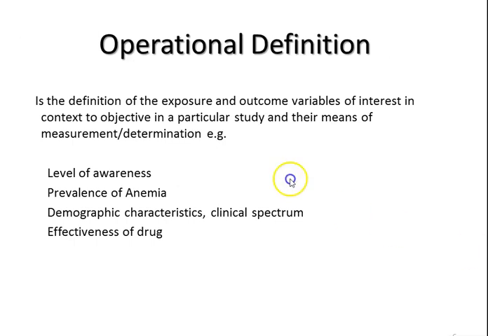I will now discuss operational definition in detail. It is the definition of exposure and outcome variables of interest in context to the objectives in a particular study and their means of measurement. For example, my study is on awareness. The level of awareness will be defined by what questions I am going to use for awareness, what are the categories of level, and how I will declare a person to have a certain level of awareness.